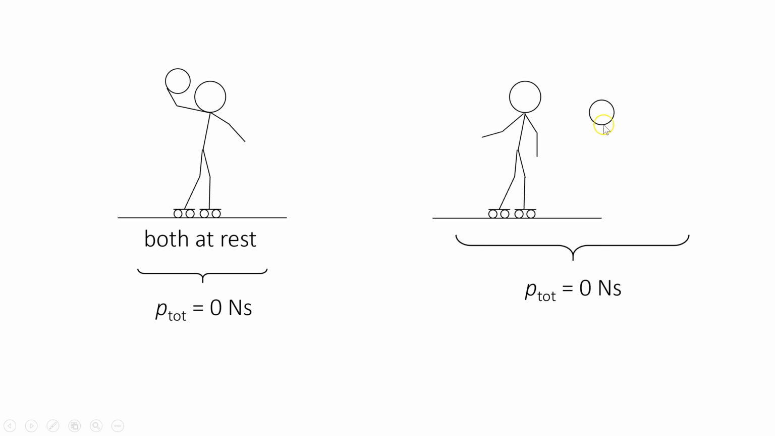But wait a second, the bowling ball is moving forward, so it has some positive momentum, like 10 Newton seconds perhaps. So how can the total momentum be 0? She simply must be moving backwards with negative momentum, and they add to 0.